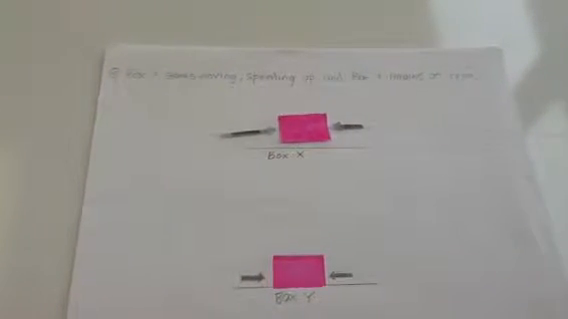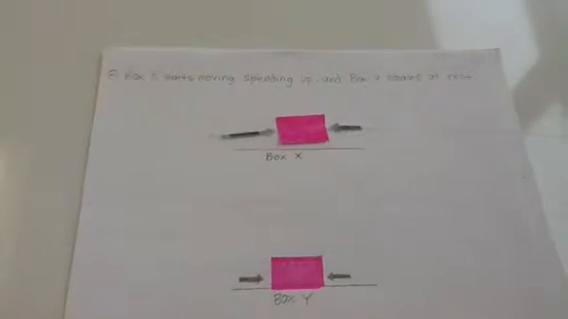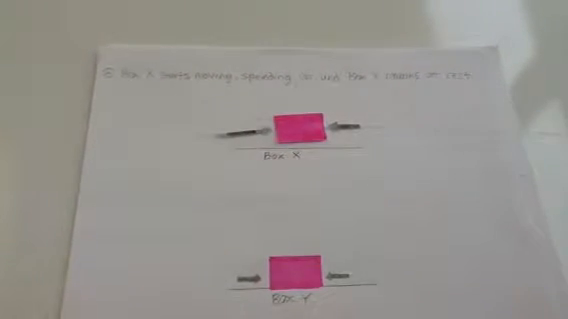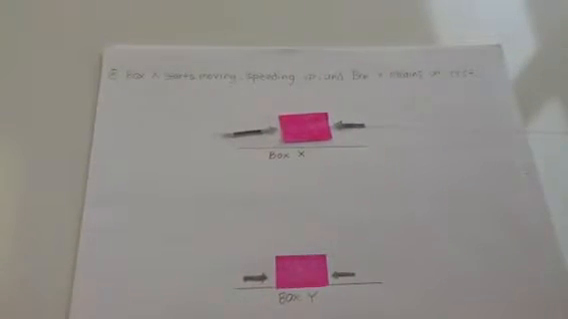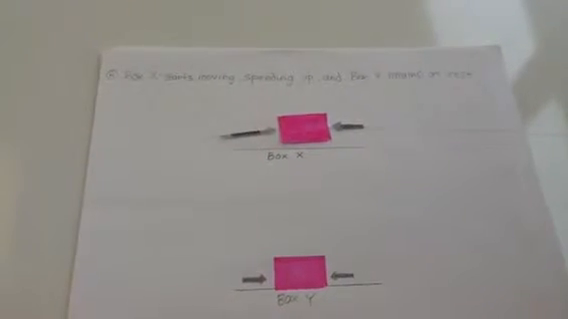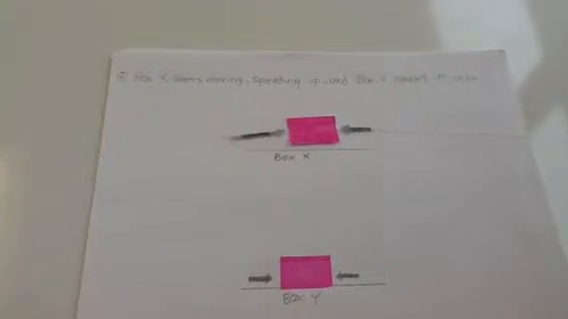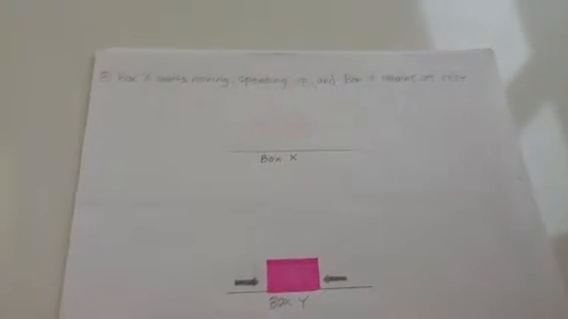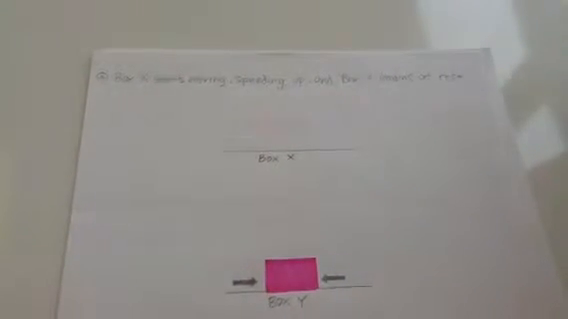The correct answer is A, box X starts moving, speeding up, and box Y remains at rest. This is because, as you can see, box X has an unbalanced force. When the force on the left is greater than on the right, it will change motion. Box Y has a balanced force. When both sides have the same force, it will not change motion, which means it will stay at rest.